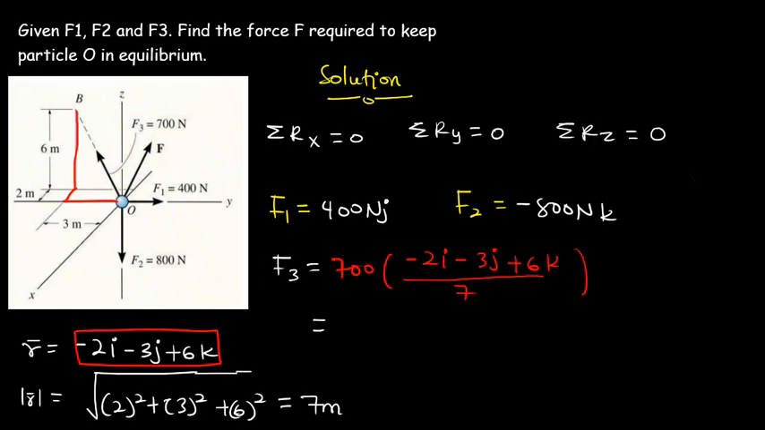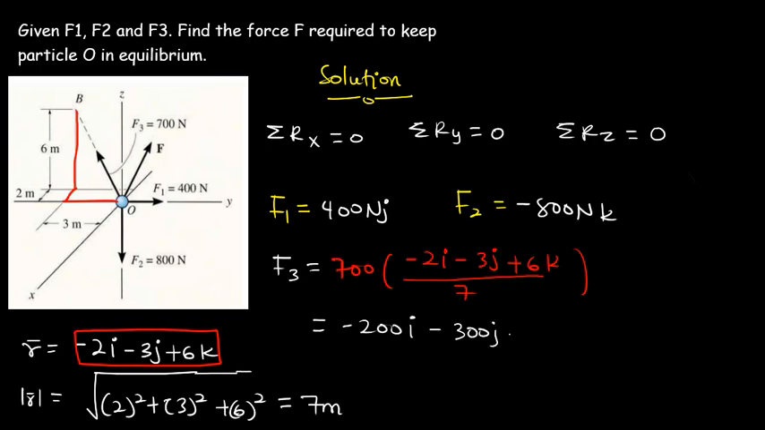So first of all, we're going to have 700 multiplying minus 2i, divided by 7. Then that'll give us a value of minus 200i. So that's for the x component of the force F3. Let's look at the y component also. For the y component, we are going to have minus 300j.